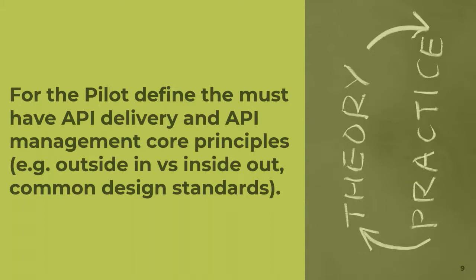Another one that I haven't mentioned here is the delivery approach. APIs themselves lend themselves very nicely to agile delivery methods. Organizations have different levels of maturity when it comes to delivering technology using an agile approach. And that's something that's really key to determining up front.